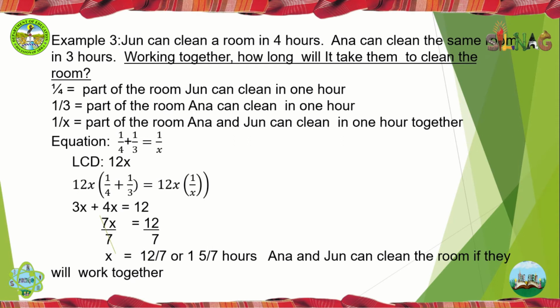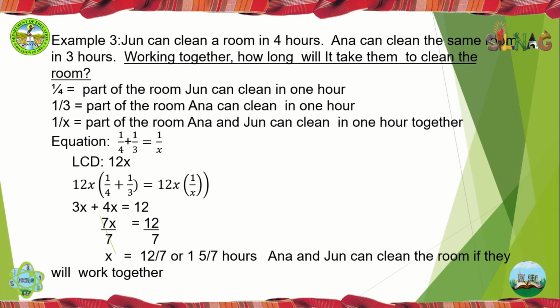Let us have our example number 3, which is a work problem. June can clean a room in 4 hours, while Anna can clean the same room in 3 hours. Working together, how long will it take them to clean the room? So first, let us represent the unknowns. If June can clean a room in 4 hours, what part of the room can June clean in 1 hour? So it is 1/4.